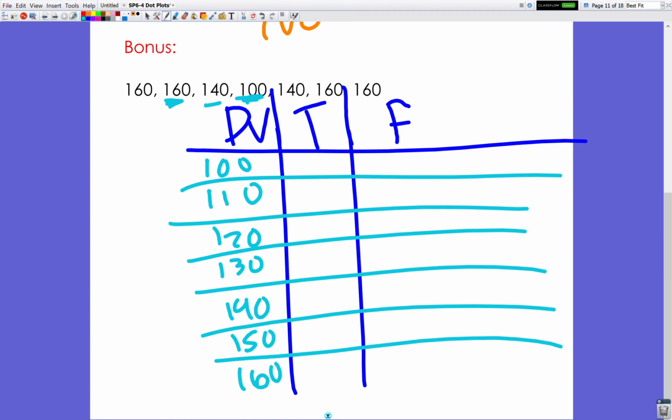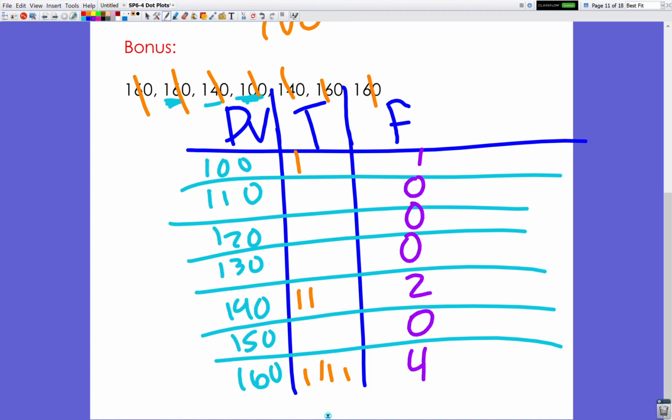Okay? So we've got to do our tallies next. So we got 160, 160, 140, 140, and 160. So filling out our frequencies, we've got 1, 0, 0, 0, 2, 0, 4. And right off the bat, the minimum and the maximum are not balanced. So no, this will not have the same mean and median because it's not symmetrical.